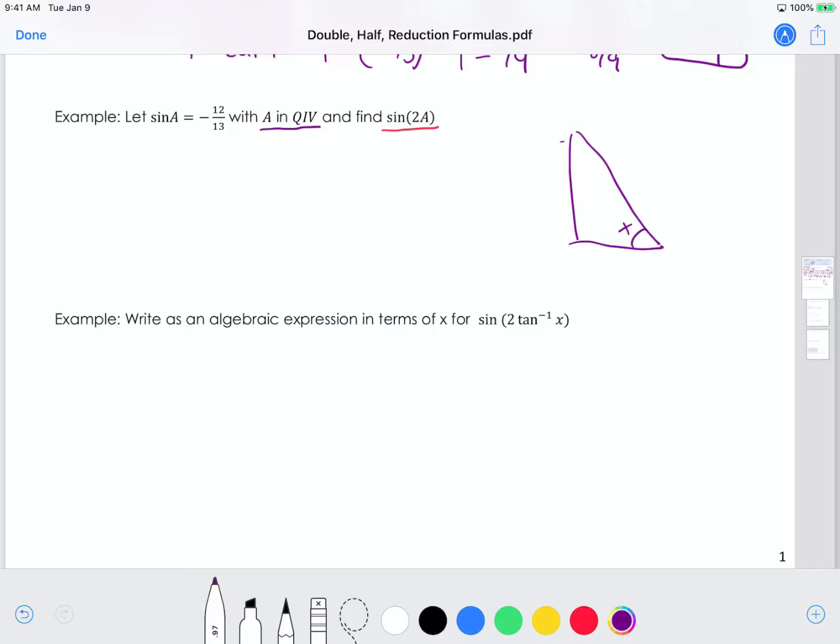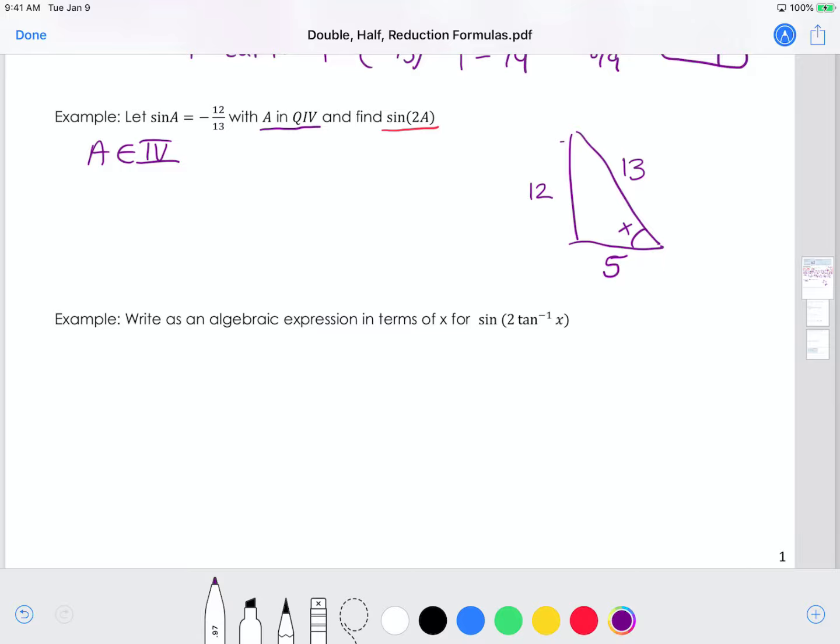Here's angle x. Sine is opposite over hypotenuse. And if we use the Pythagorean theorem to find the other leg, we would get that the other leg is 5. Okay, so we have sine A. We know that angle A is in quadrant 4, which means sine is negative, cosine is positive.